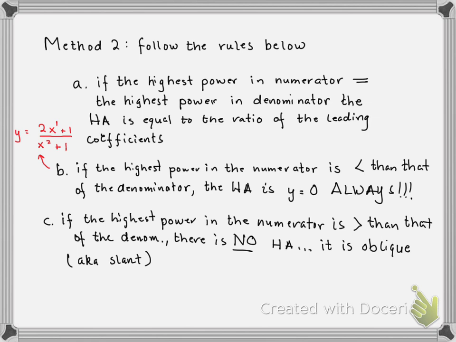Now for part C, if the highest power in the numerator is greater than that of the denominator, there is no horizontal asymptote. It is oblique, which is another way of saying it is a slant asymptote. And a graph that looks like that, say we've got our XY coordinate plane. Here is our slant asymptote right there. We might, just for fun, throw in a vertical asymptote as well.